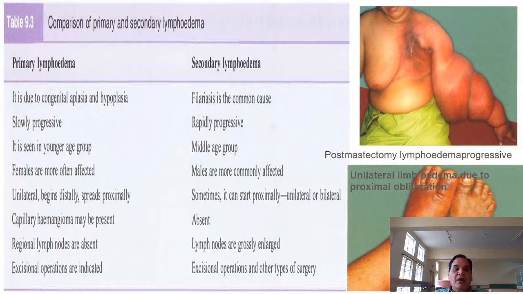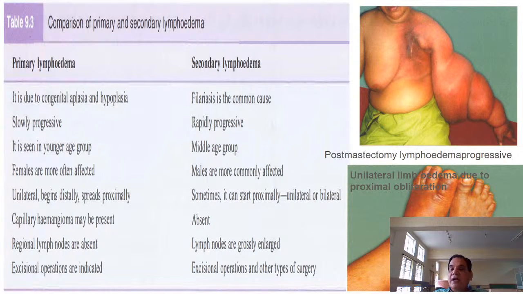In primary lymphedema, it is congenital hypoplasia or aplasia. Slowly progressive, younger age group, females more affected, usually unilateral, capillary hemangioma present, regional lymph node involvement is absent. And here surgery is excisional operations, which give much better results. Secondary, which we commonly deal with, is filariasis: rapidly progressive, middle age, males more commonly affected. It can start proximally and go into the distal part. Lymph nodes are grossly enlarged in filariasis, and surgery is an excisional operation.